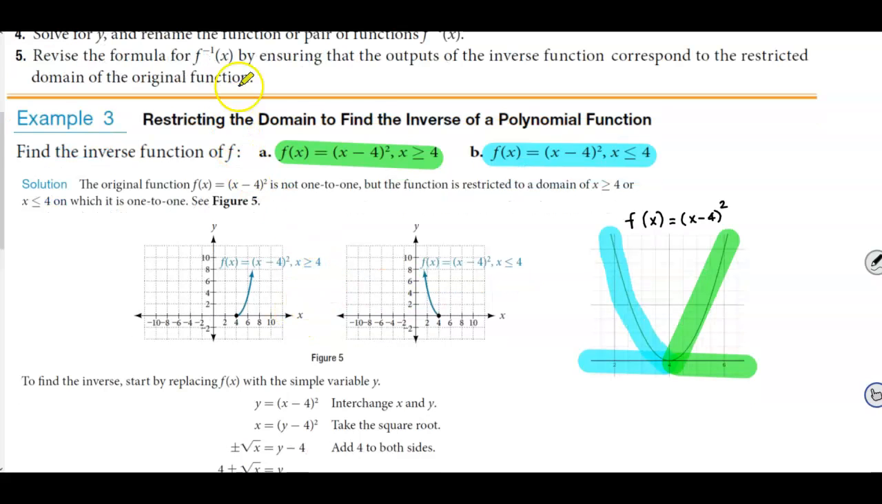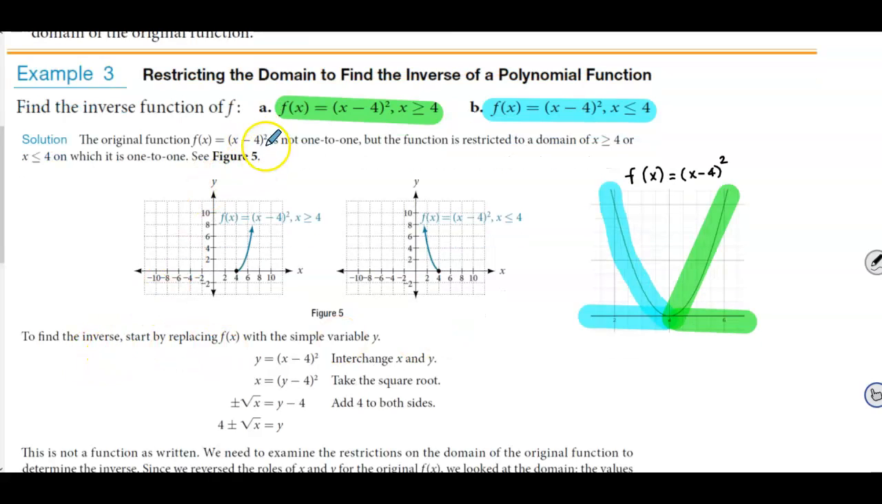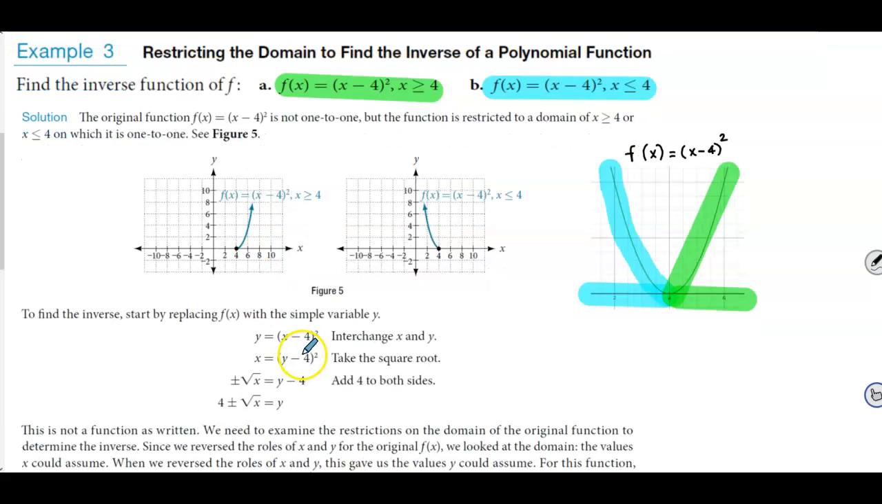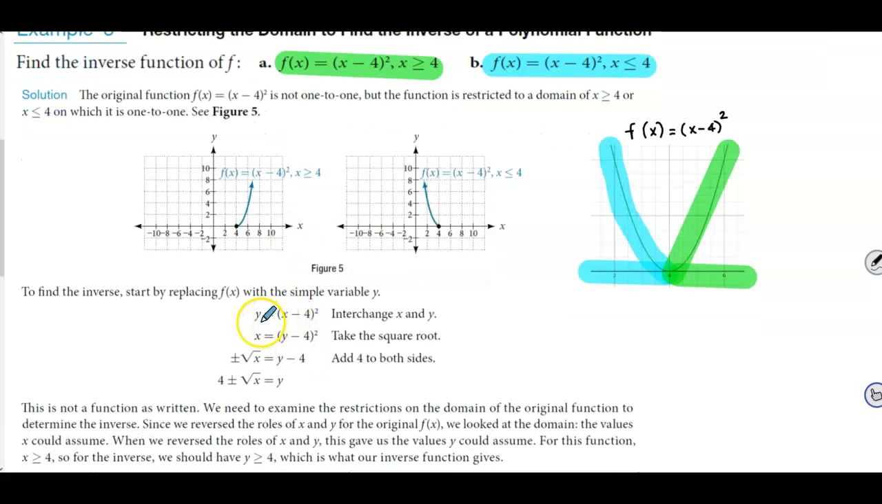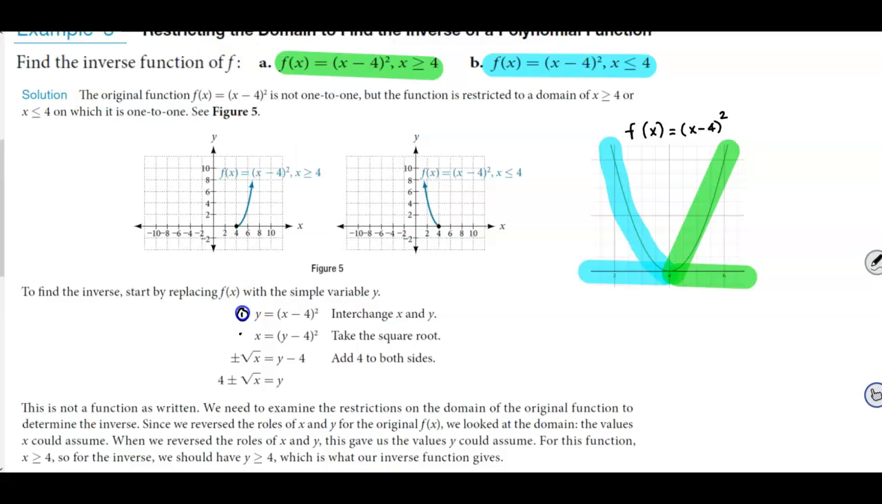So you can see here in the next step, they've replaced these graphs knowing that there's only one piece where x is greater than or equal to 4, and the other where x is less than or equal to 4. Now we're just going to find the inverse of the original function, x minus 4 squared. So we're going to replace f of x with y, so y is going to equal x minus 4 squared. So there's our first step. Our second step now is to interchange x and y. And then we're going to have to take the square root of both sides.